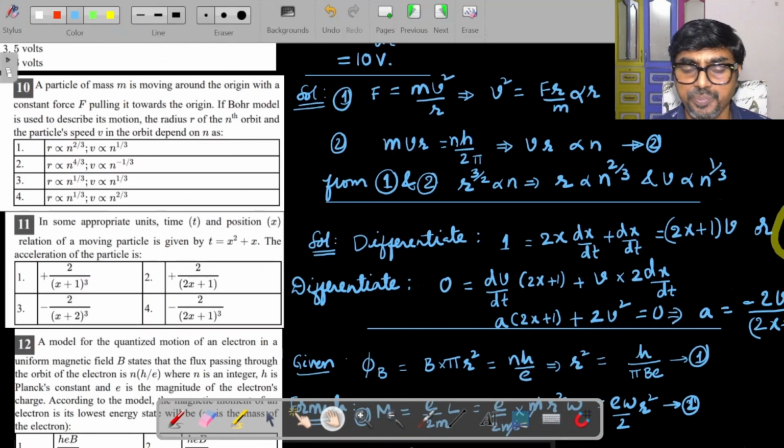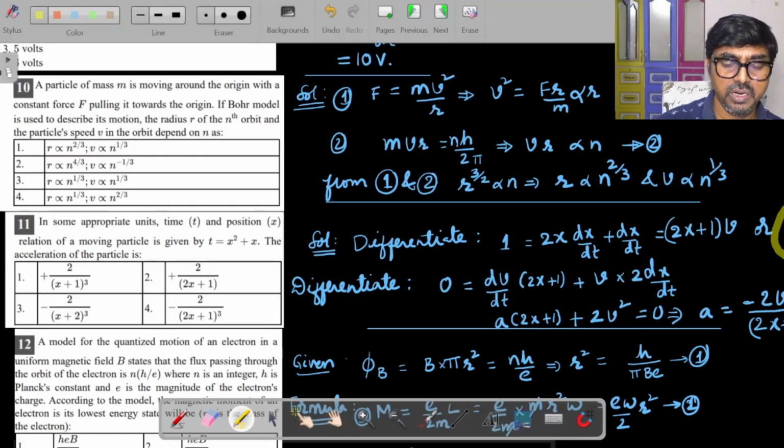Next one. A particle of mass m is moving around the origin with a constant force F pulling it towards the origin. Okay, so important line.